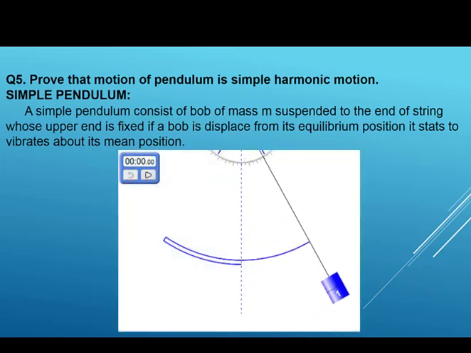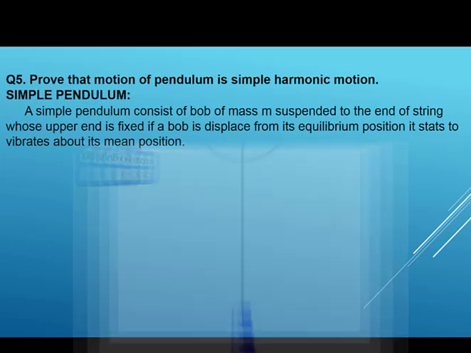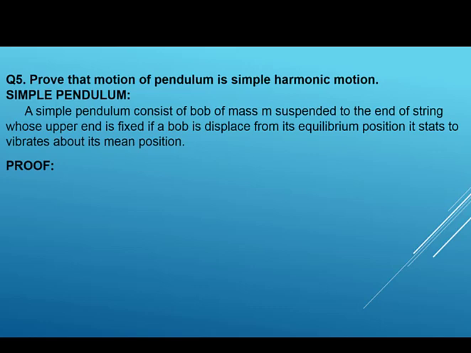If the bob is displaced from its equilibrium position, it starts to vibrate about its mean position. So this is the basic definition of a pendulum. Now it is time to prove that the motion of a simple pendulum is simple harmonic motion. Moving towards the proof, we can do this in 12 statements, or you can write it all in a single paragraph, but it is easy to remember in points. So I'm proving this in 12 points.